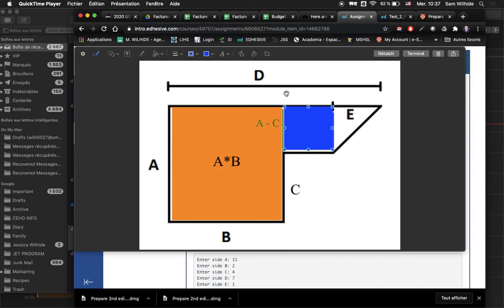Now the other side, let's see, it's part of D, but we don't have this B part and we don't have this E part, okay? So this side up here, let me show you what side I'm talking about. Right here. Okay. This side here is D minus, and it looks like B plus E. So I got to add B and E together and then subtract it from D, and that's how I get the other side of this rectangle here.